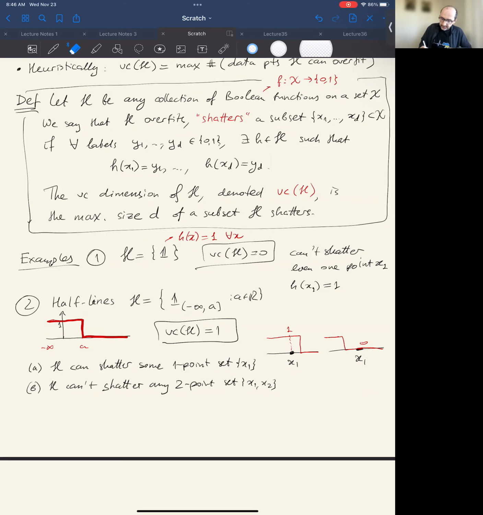But it can't shatter a two-point set. Why? So for this, I need to find a bad label assignment. What would be the bad label assignment here? 1, 0 can be realized like this. 0, 0 can be realized. 1, 1 can be realized. The only assignment that cannot be realized is, I believe, 0, 1.